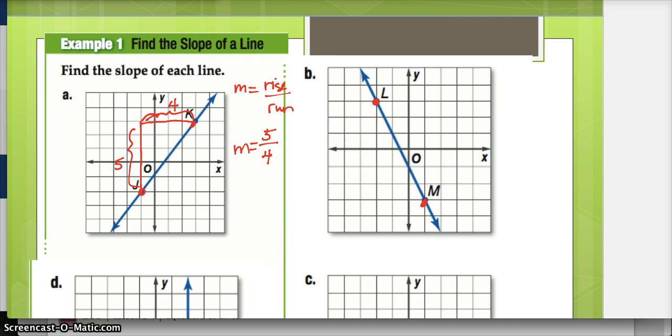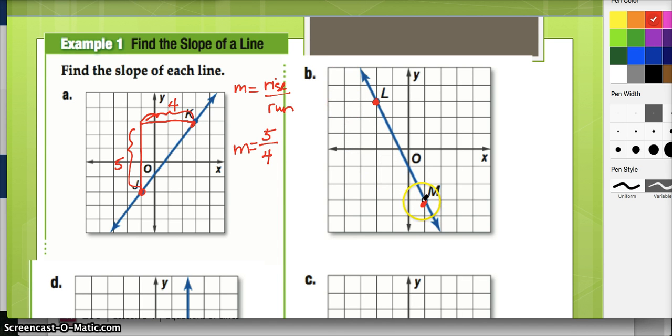So let's look at L and M. To get from L to M, or from M to L, doesn't matter really. If I go down and to the right, a downward movement on the y-axis is negative. So that's going down 1, 2, 3, 4, 5, and 6. So this is negative 6, a drop. And I move from here to here. That's right, I'm moving to the right, and that's a positive direction for the x-axis, and that's a positive 3.